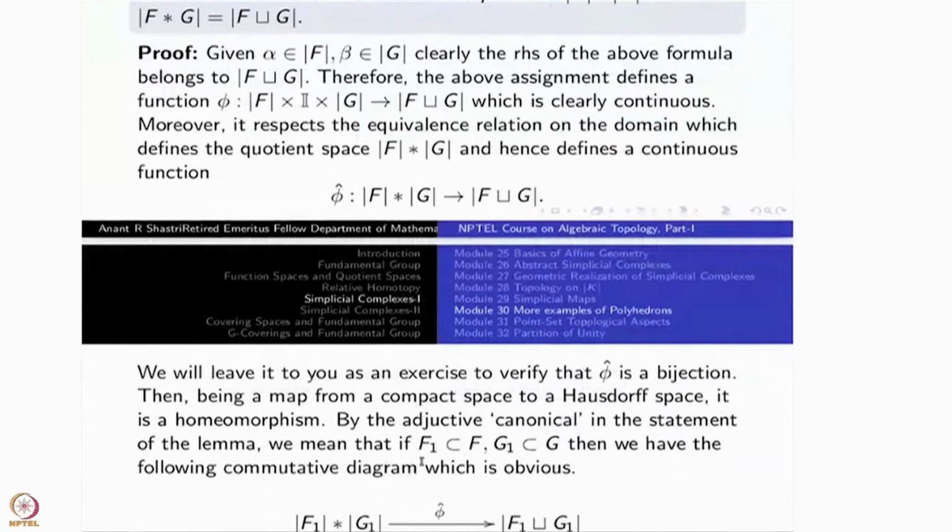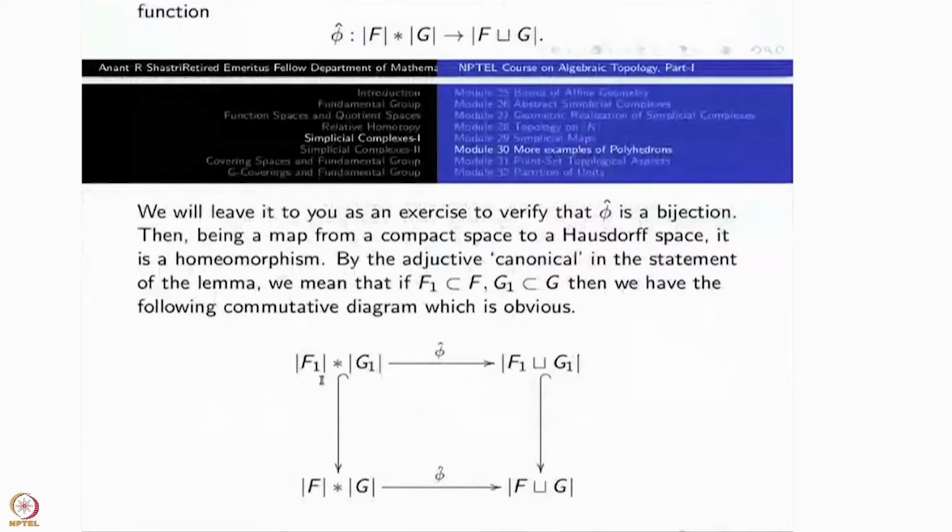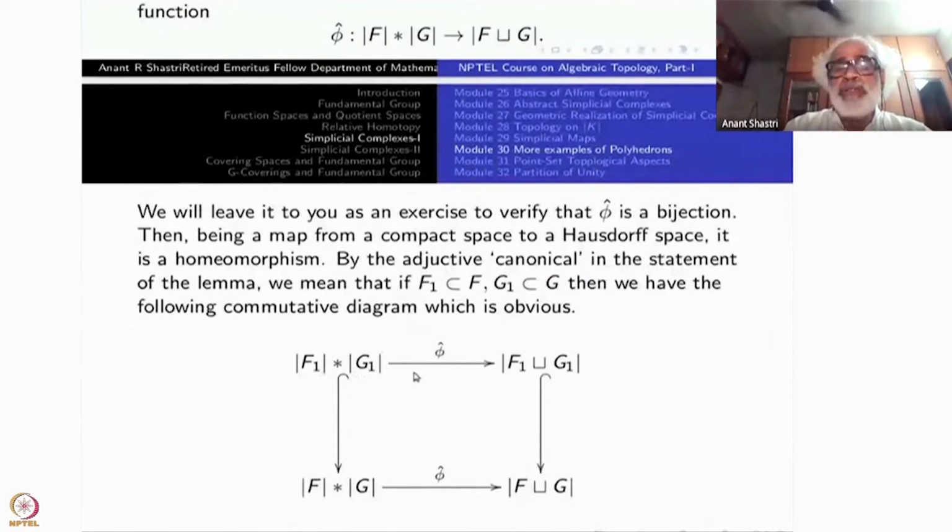Namely, suppose you have F1 is a subset of F, G1 is a subset of G. Then you have the following commutative diagram. Mod F1 star mod G1, the same phi hat, going to modulus of F1 disjoint union G1. This will be a subset of that, so modulus of this will be a subspace of this. Each of them is a subspace. So F star G will be containing F1 star G1. So these are inclusion maps. Again, phi hat is here.